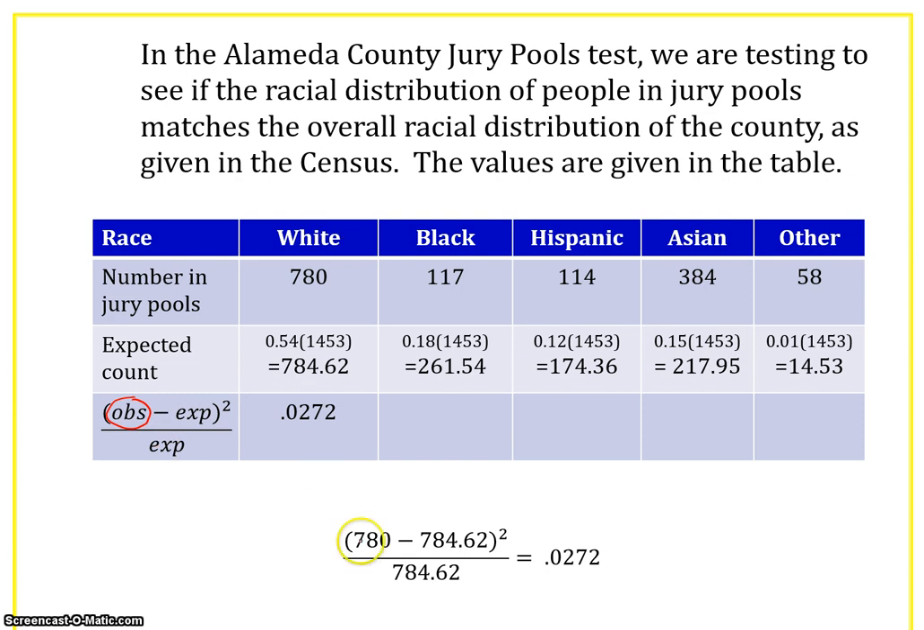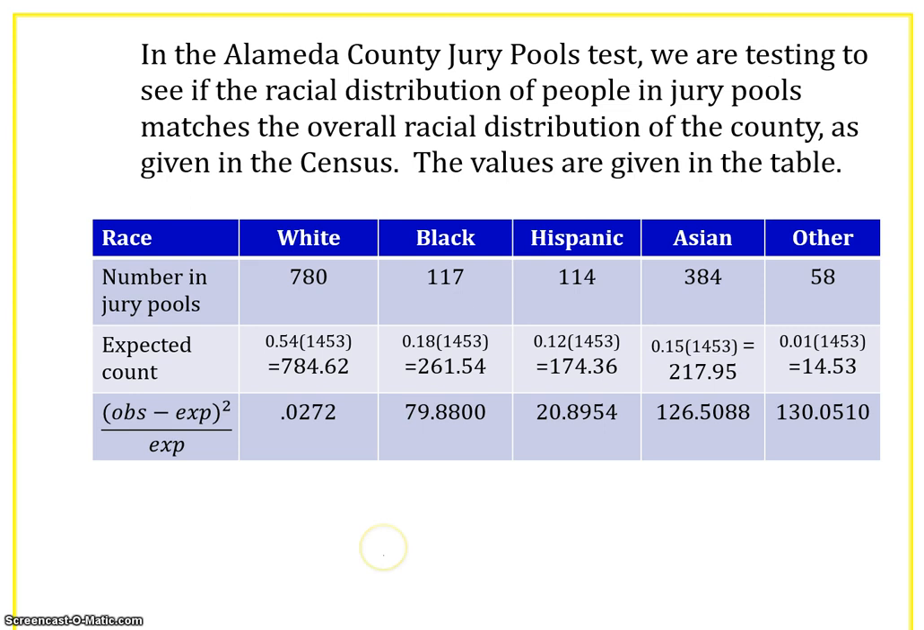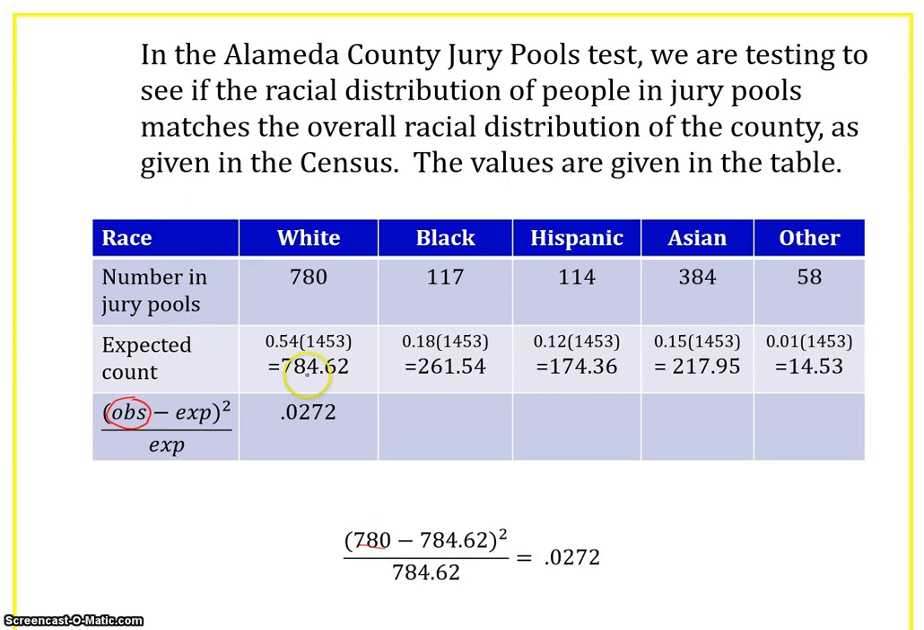So for the white category, we have an observed count in the jury pool of 780. So I put 780. I subtract off my expected count of 784.62. I square that, divide by 784.62, that's our expected count again, and I get the contribution for that category here, which is 0.0272. And I go through and do the same calculation. Next I'll do it for the black category. I'll take the observed minus the expected, square that, divide by the expected, and so on.